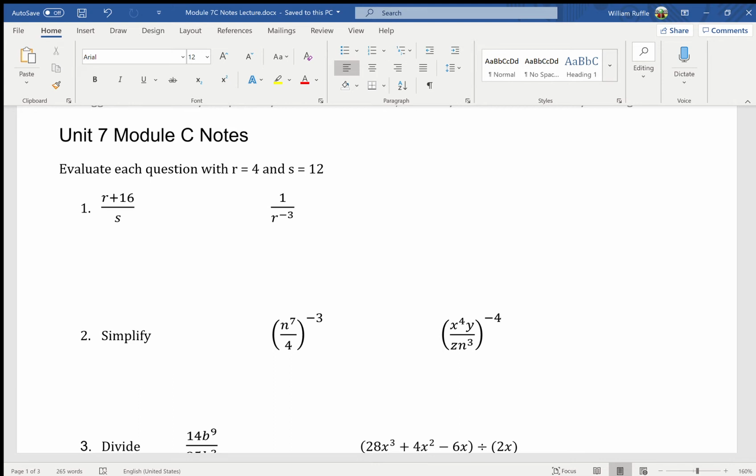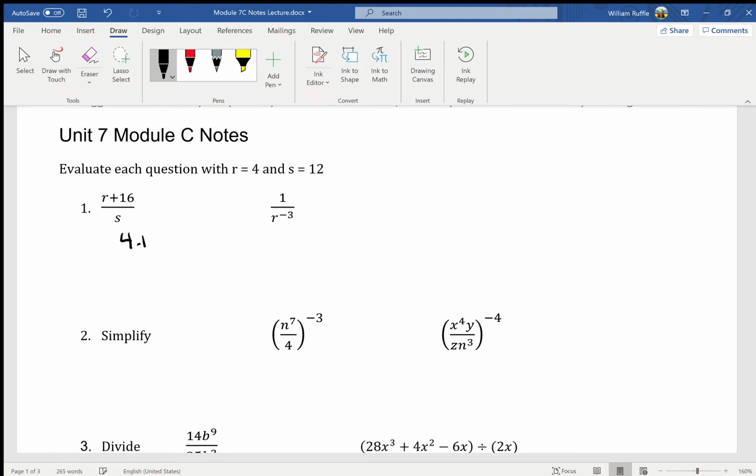We have: evaluate each question with r equals 4 and s equals 12. So what I do is I input the values into the letters. So instead of r, it's going to be 4 plus 16 over 12, which is 20 over 12. And you can also allow your calculator to do this and reduce the numbers here. But by hand, I would divide each one of these by 4, and I end up with 5/3.